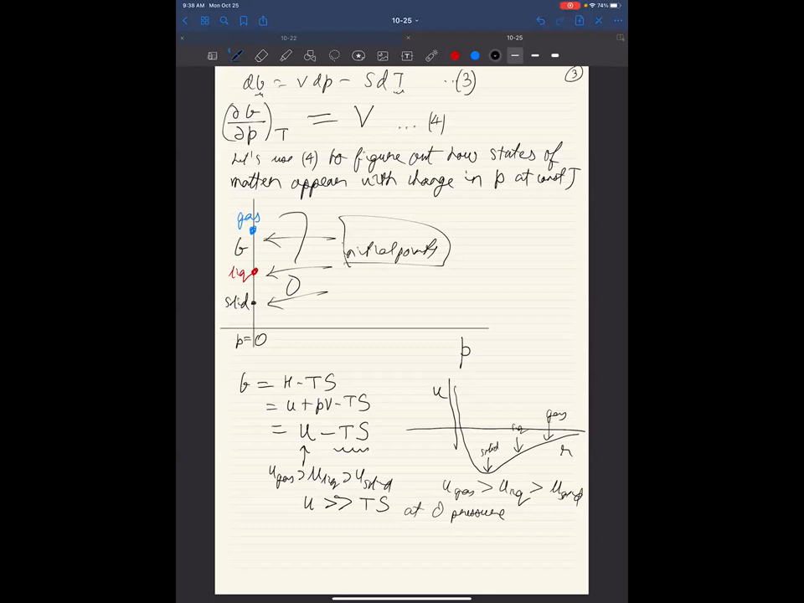So let's look at this equation 4. Let's go to the next page and draw this again. I'll give a moment so people can copy. So if U is much more than Ts at zero pressure, then G gas is more than G liquid, more than G solid. But it might not be true. It depends on the material. So let's look at the slopes, and then we'll see it does not really matter.